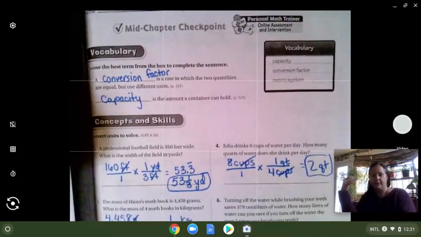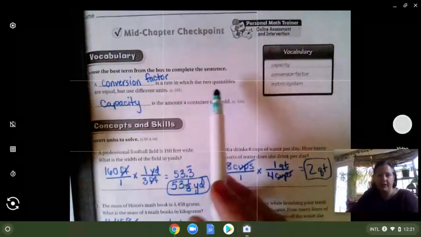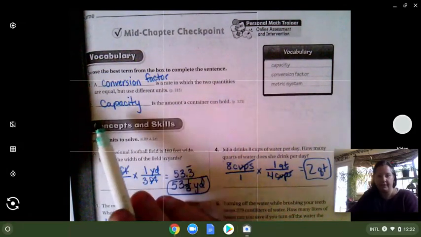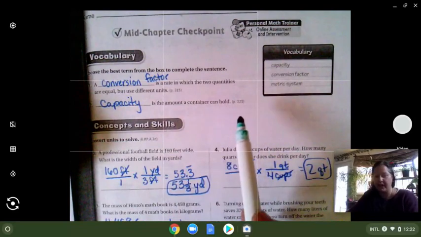All right, so number 1, a conversion factor is a rate in which 2 quantities are equal but use different units. Number 2, capacity is the amount a container can hold.